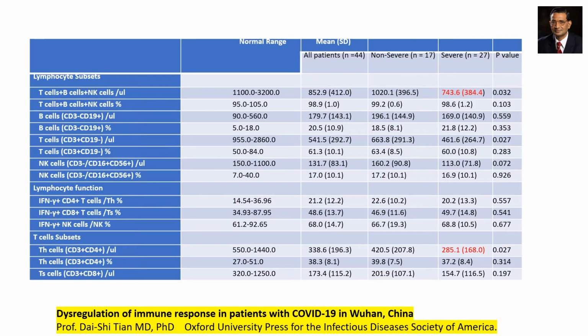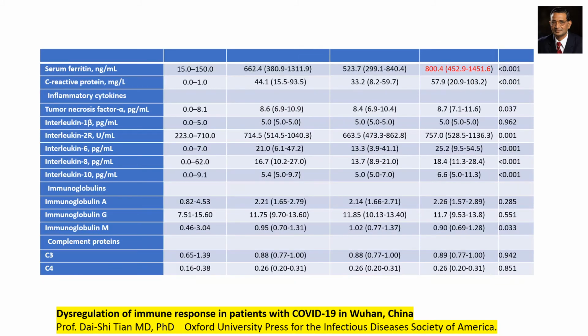In the same report, we also see that there is a marked depletion of natural killer cells as well as a marked depletion of T helper cells. Once again, in the very sickest patients, we see that ferritin starts going up. In fact, the cutoff number here appears to be 800, which is again very interesting, and we will come back to this phenomenon again.